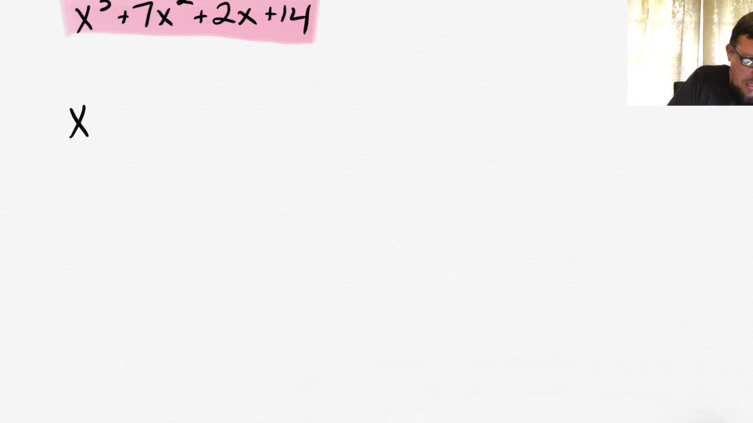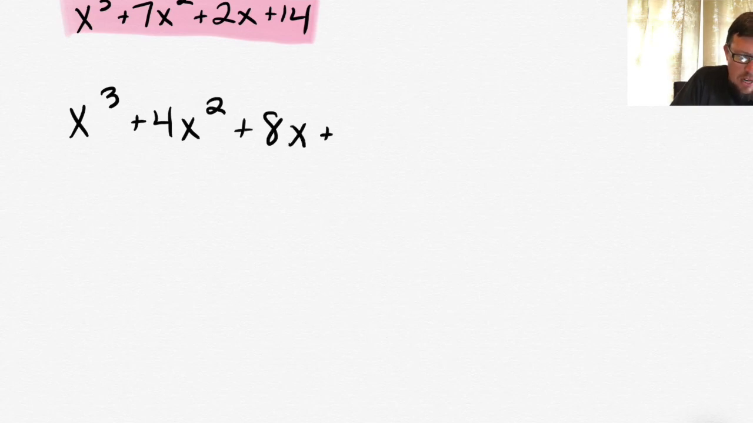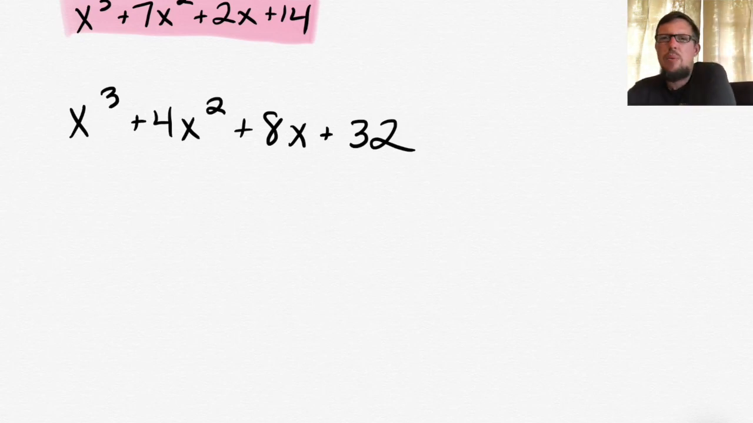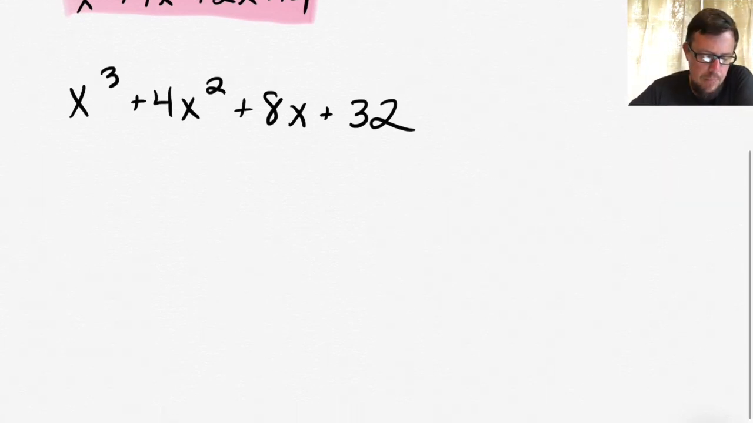Let me give you another example. They don't have to have x cubed and x squared every single time. I'll give you some in a little bit that aren't, but for now we're going to do cubed and squared for everything. Okay, so here we go. How am I going to factor this polynomial?